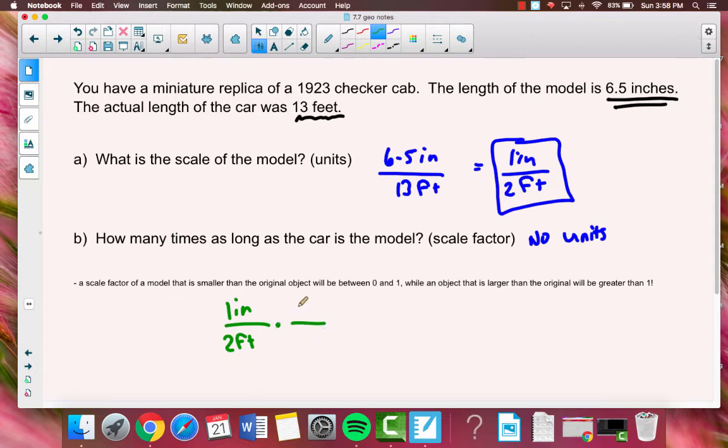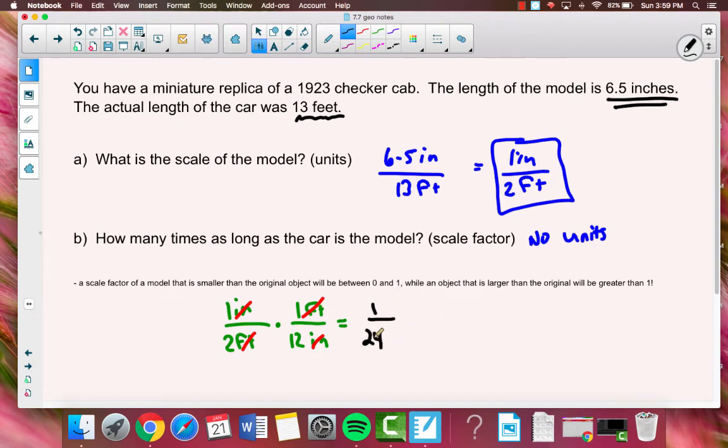So I know I'm going to be talking about in 1 foot, how many inches are there? Well, there's 12 inches. And the reason I did feet on top is because it will cancel out with the 2 feet on the bottom, and inches on the top left here will cancel with inches on the bottom right. And so now if I cancel out my units, so feet cancel, inches cancel, then I just have to multiply straight across. So when I multiply straight across, I get 1 over 24.